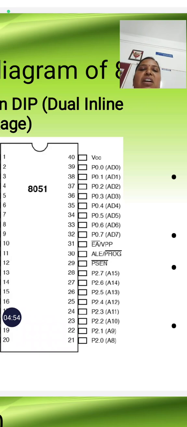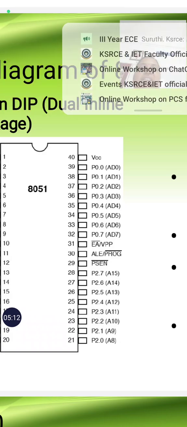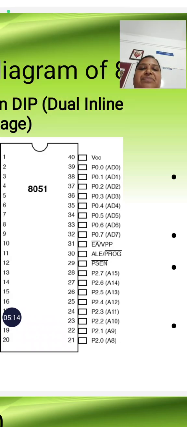Port 0.0, 0.1, 0.2, 0.3, 0.4, 0.5, 0.6, 0.7. Totally 8 port pins are available. It is multifunction with AD0, AD1, AD2, AD3, AD4, AD5, AD6, AD7. It is multifunction with the address latch pins.